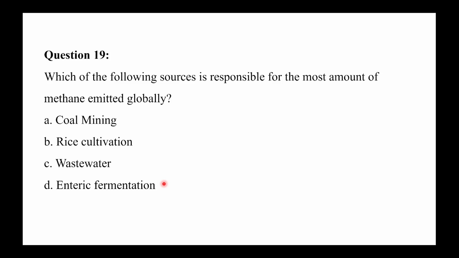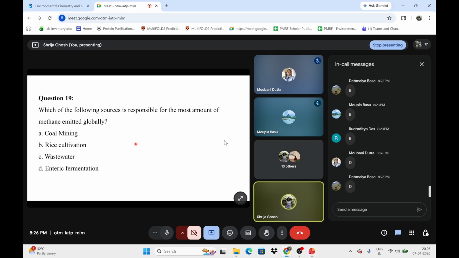Which of the following sources is responsible for the most amount of methane emitted globally? Option A, coal mining, option B, rice cultivation, option C, wastewater, and option D, enteric fermentation. Which of the following is the source of the most amount of methane that is emitted?